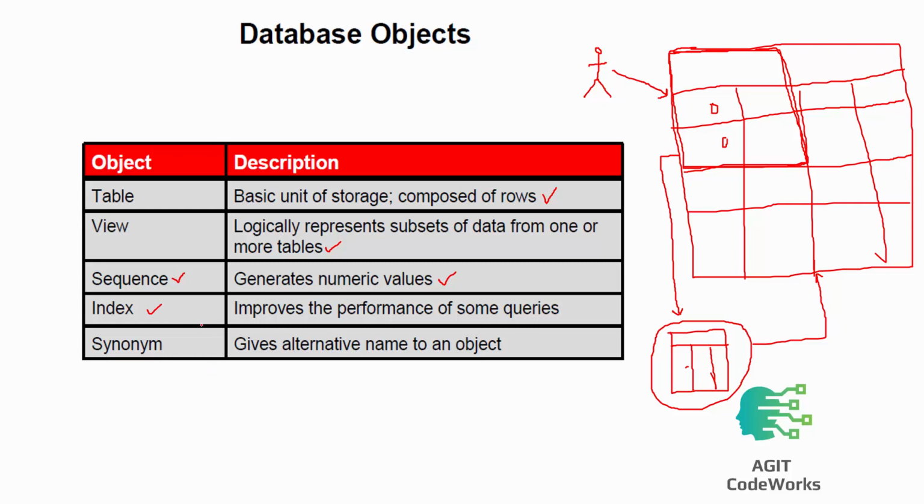So indexes are nothing else but a way to improve the performance of SQL queries. It's basically for improving queries. Sometimes indexes are created automatically. They can also be created manually. So basically this is about performance, speeding up how data is accessed.